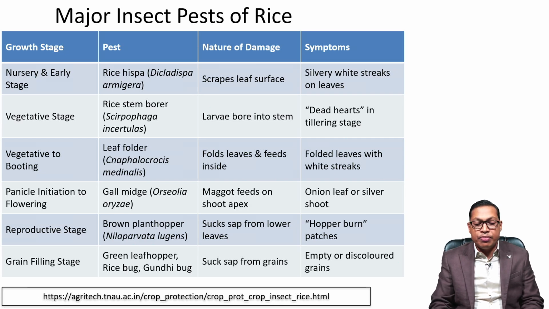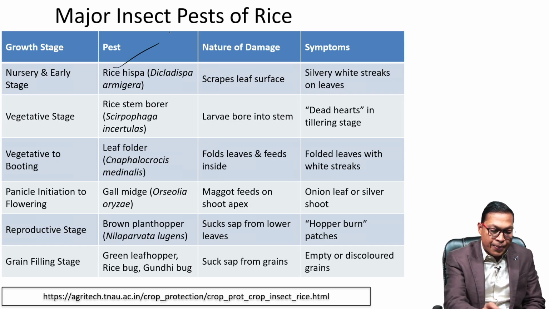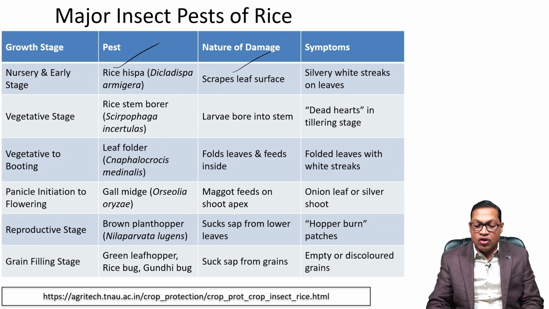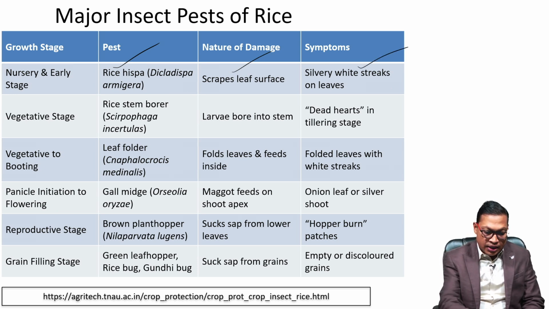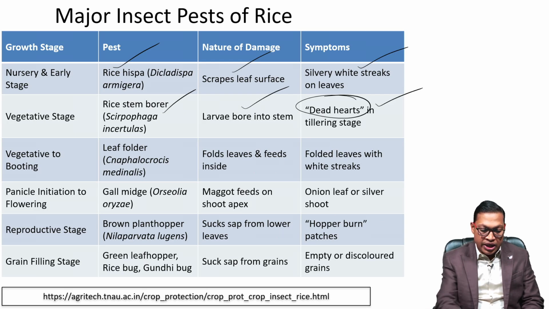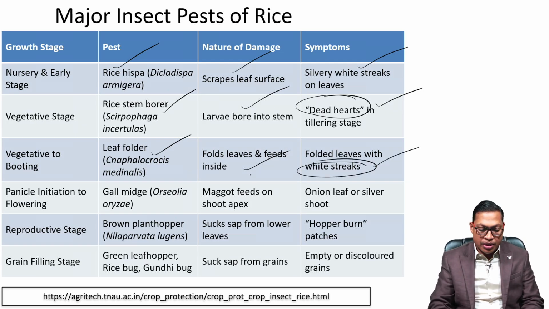So, major insect pests of rice we can see here, like rice hispa. It scrapes the leaf surfaces and causes silvery white streaks on the leaves. Next is rice stem borer, larvae bore into the stem and dead heart formation is its symptom. Then leaf folder folds the leaves and feeds inside, and folded leaves with white streaks can be seen as the symptoms of this attack.